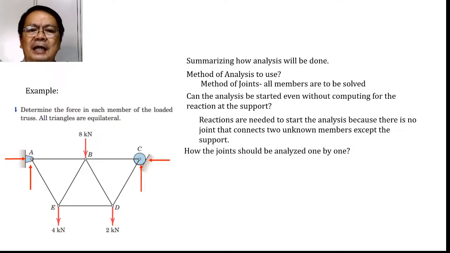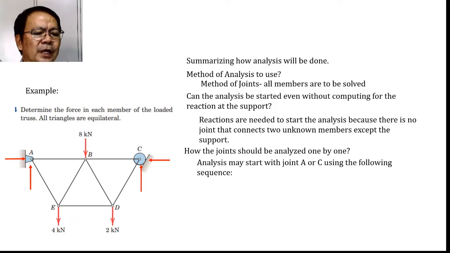Paano tayo mag-a-analyze ng method of joint? Saan tayo magsisimula? Alin ang kasunod hanggang sa makumpleto natin itong ating analysis? Kung titignan natin, we can start our analysis at either joint A or joint C. At kung mag-start tayo sa joint A, the sequence will be the following. We can start with A, so that if we analyze A, we can solve for AB and AE.